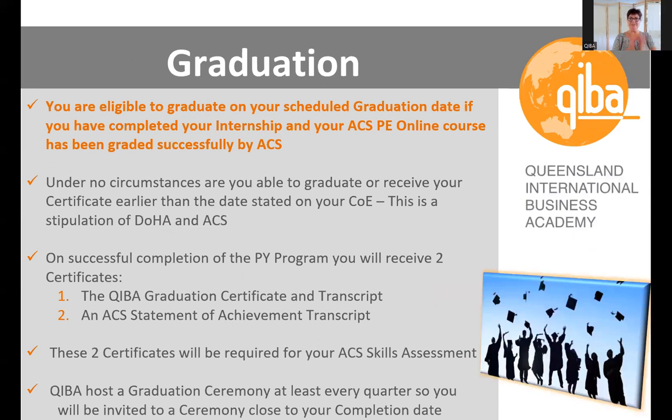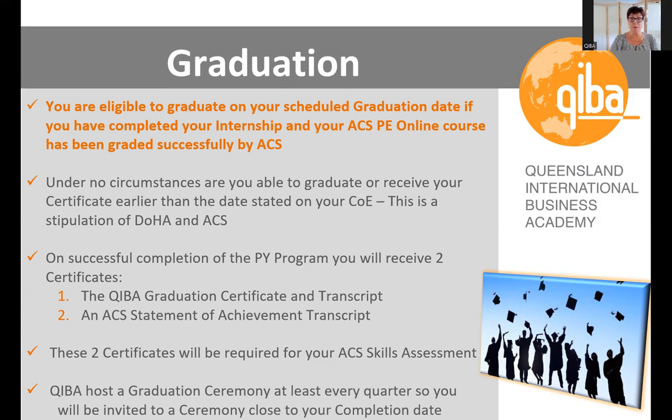So graduation. At the end, you're eligible to graduate on your scheduled graduation date if you've completed your internship and your ACS PE online course, and that it's been graded successfully by the ACS. Under no circumstances are you able to graduate or receive your certificates earlier than the date stated on your COE. This is a stipulation of the Department of Home Affairs and the governing bodies.